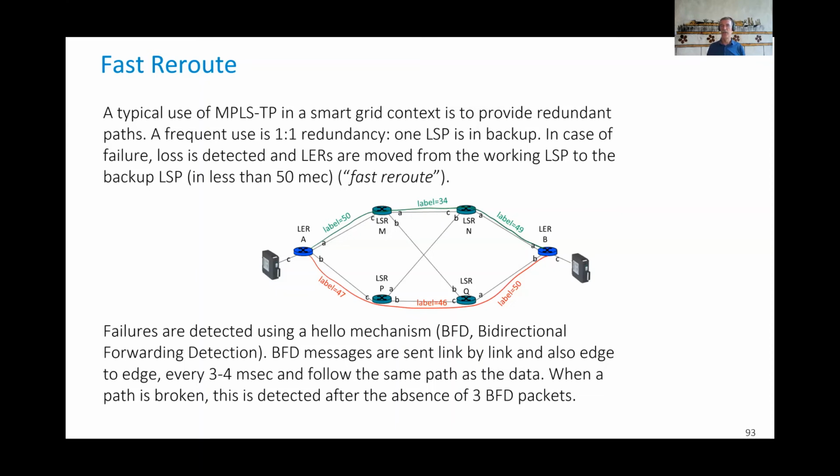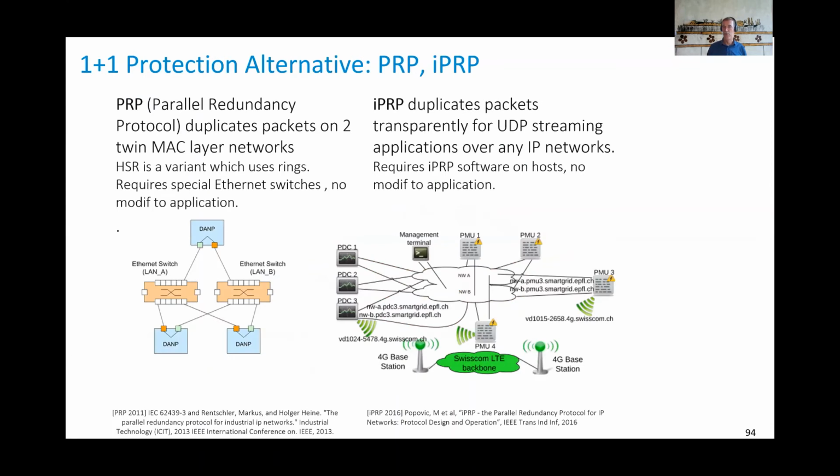So the time to detection will be typically much less than 50 milliseconds, but typically also more than 10 milliseconds. And after this short interruption, traffic will flow on the other path. This is the MPLS fast reroute. In extreme cases, you could do more.